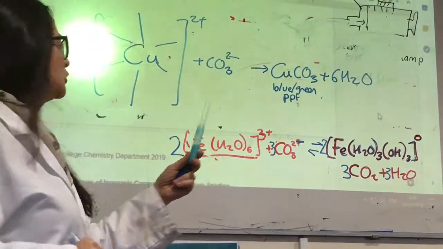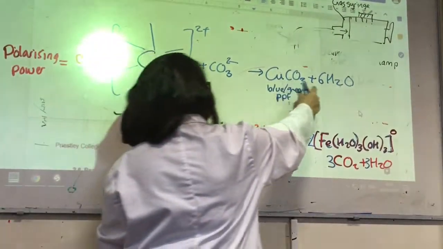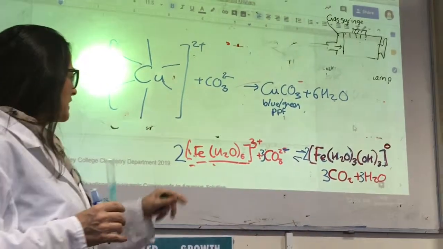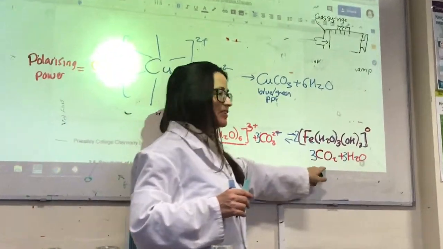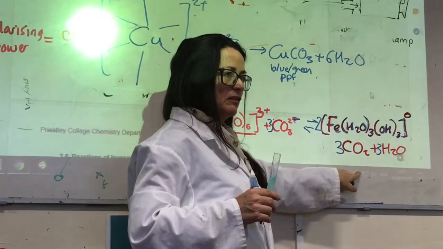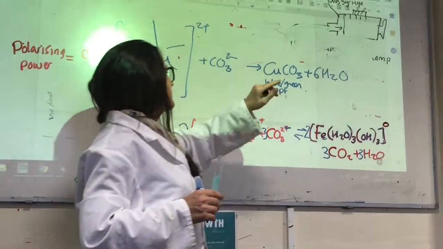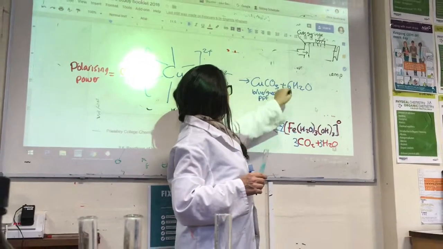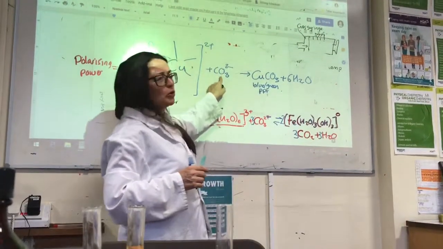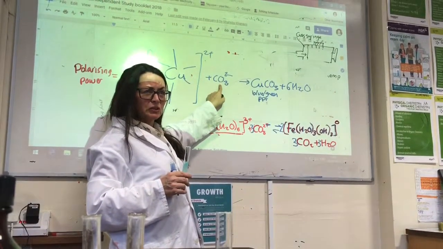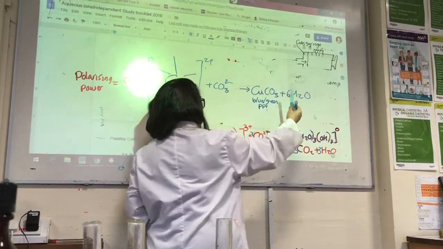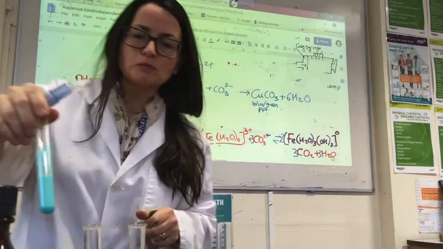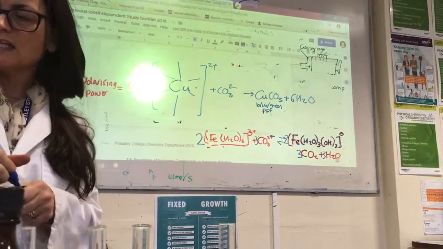Due to the entropy. Yeah, you've got 2 particles on that side, 7 on that side. This definitely takes place due to entropy again, because that's a gas, and that will escape. This doesn't form a gas, so the better entropy state is, that's a very poor ligand, can't have a ligand substitution, it just forms the insoluble salt and water.